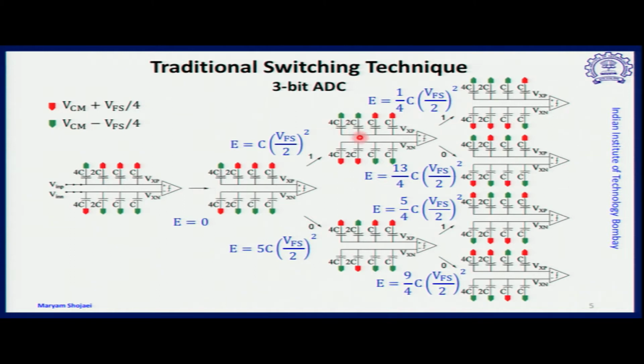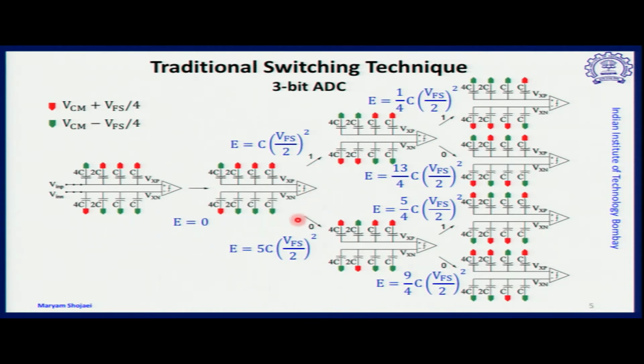So that is the reason the next capacitor in the row, which is the 2C capacitor, is connected to VCM minus V full scale by 4, and the other corresponding capacitor in the negative half circuit, which is 2C at the bottom side, is connected to VCM plus V full scale by 4. And the original connections with respect to the MSB capacitors are not changed because the output of the comparator is 1. Therefore, the initial assumption was correct.